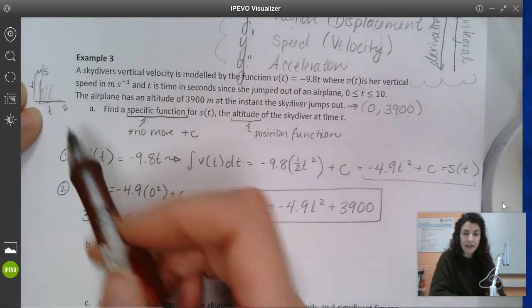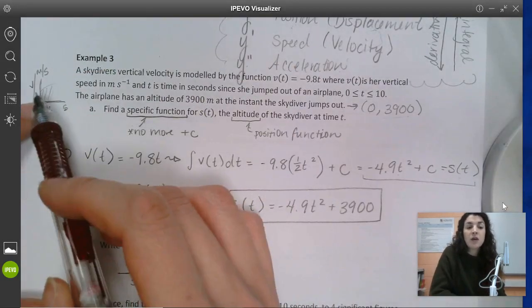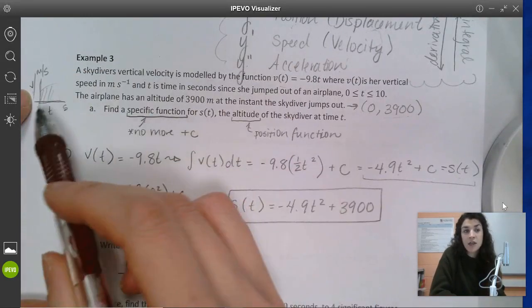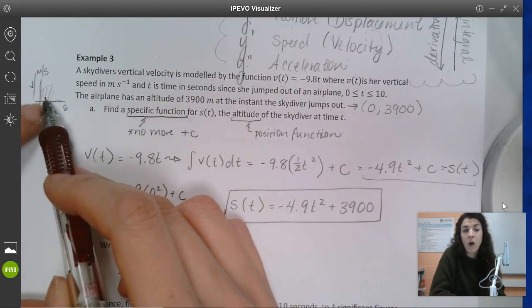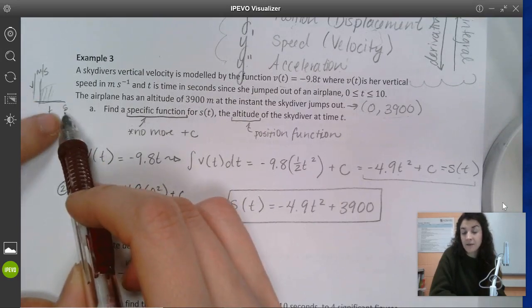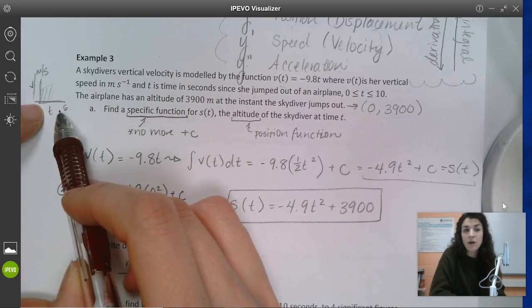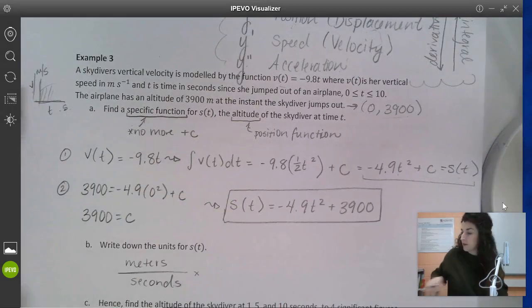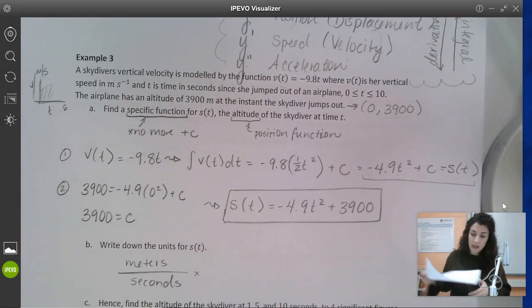Let me re-explain that because I don't think I did a good job. So for the velocity function, the graph of that would have a y-axis of meters per second and an x-axis of seconds. And so in order to find the integral, remember that your integral is the area under your curve, as we talked about here in this guy, right?